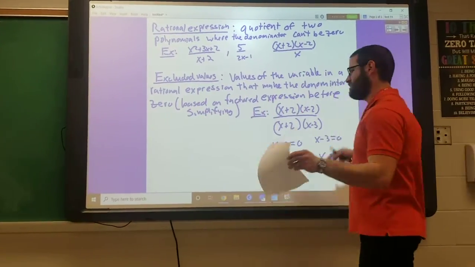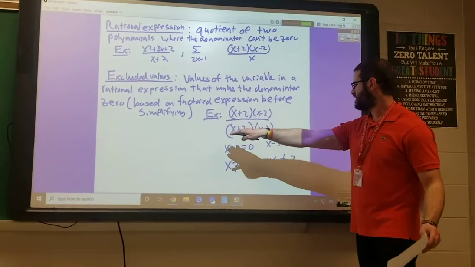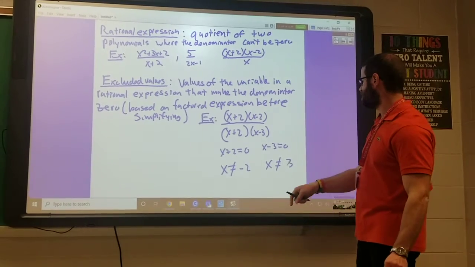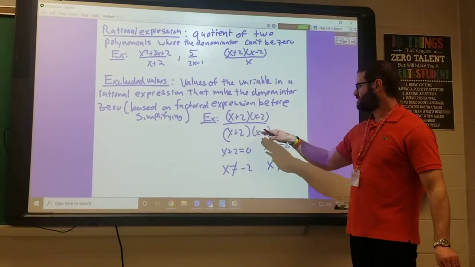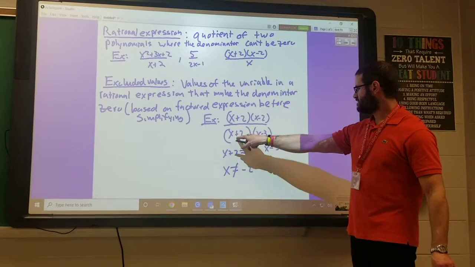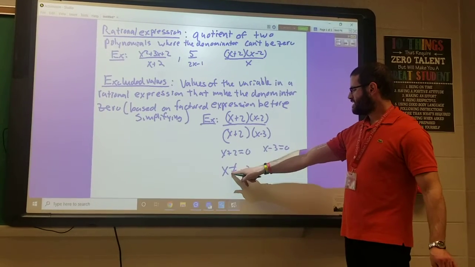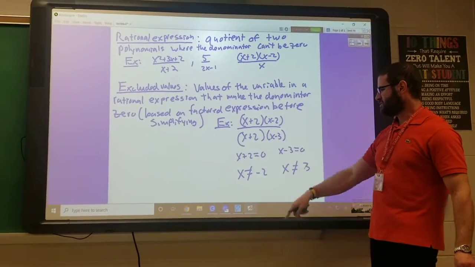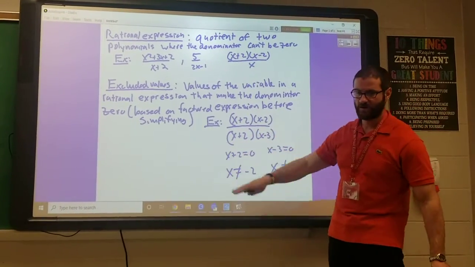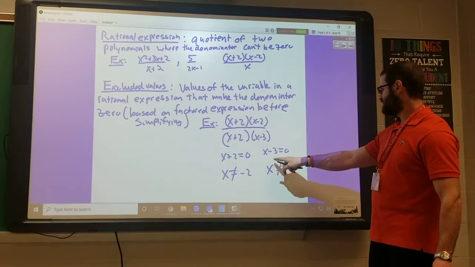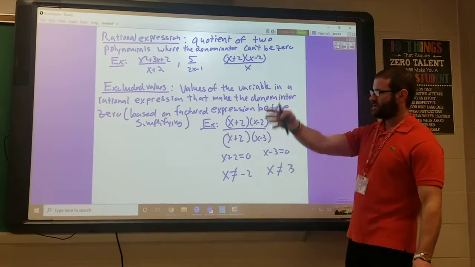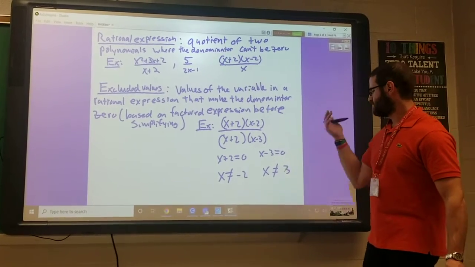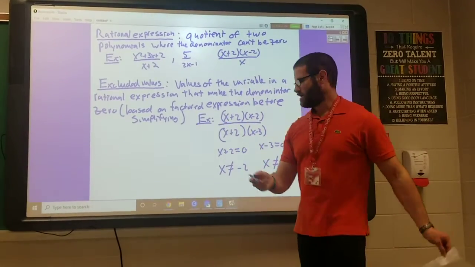So let's say we have our factored expression right here, x plus 2, x minus 2 in the numerator, and the denominator x plus 2, x minus 3. Before we simplify, we look in the denominator and set the factors equal to 0. So x plus 2 equals 0, which means x, and this slash through the equals means x cannot be equal to negative 2, because that would make the denominator 0. And also, if I said x minus 3 equals 0, I would get x equals 3. So that means also an excluded value would be x equals 3. So sometimes we have more than one excluded value.